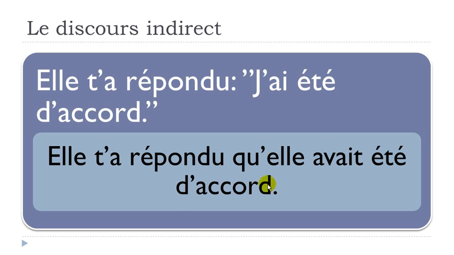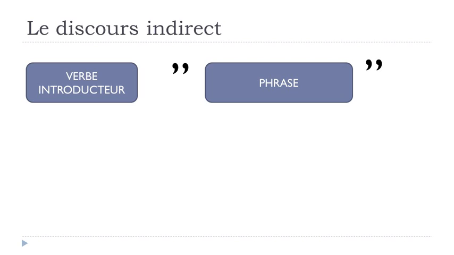All right, so remember, the first part doesn't change. Elle t'a répondu. You don't need to modify it. You don't need to change it. But the second part, j'ai été here, the passé composé, will become avait été here. So it's the plus que parfait.